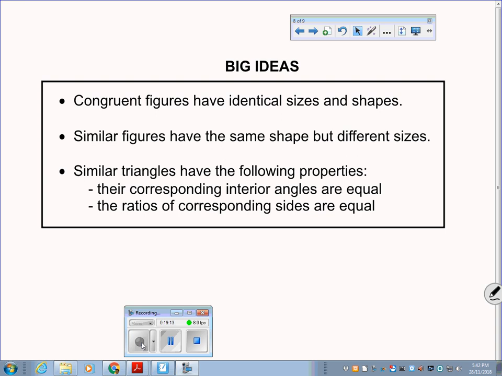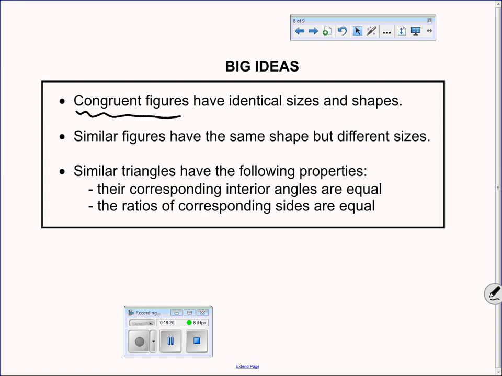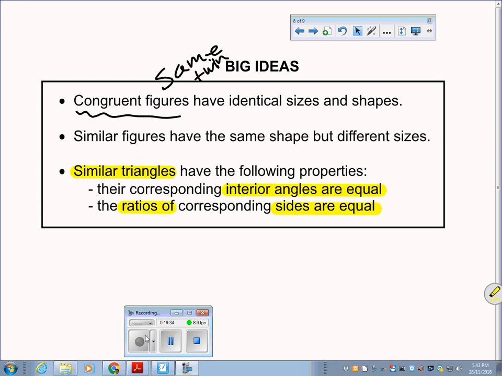Now the big idea for today is all congruent figures have identical sizes and shapes. Congruent means same, identical. It's a twin. Now, when we talk about similar triangles, this is what you need to know: the ratios of their matching sides are equal, and the interior angles are equal for similar triangles. That's all we've got for today.